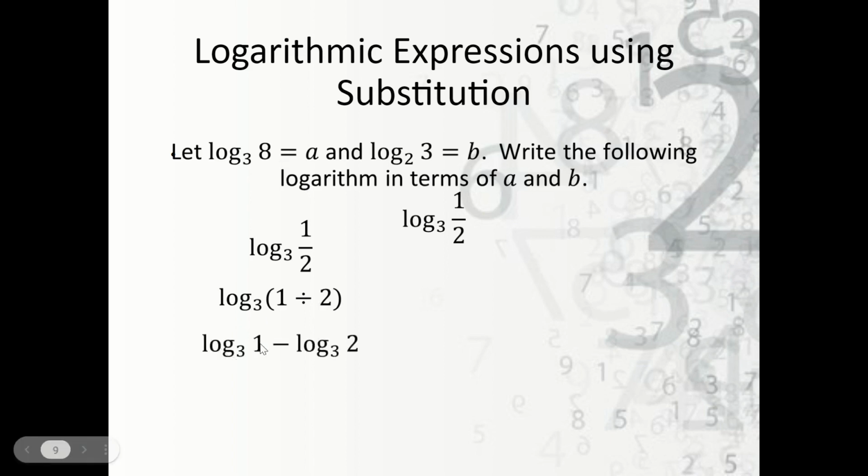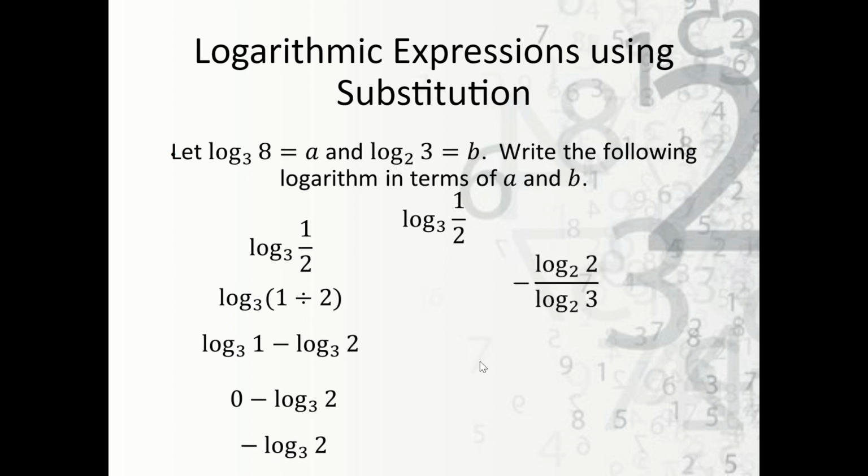Well, log base 3 of 1 is really just 0, right? Because anything to the 0 power equals 1. So this is really 0 minus log base 3 of 2, which again looks very similar to b, but we have the wrong base, so we need to change the base. So this is really negative log base 3 of 2, and we're going to rewrite that with a change of base. So when we change the base to 2, this is log base 2 of 2 over log base 2 of 3. So now 2 to the first power is equal to 2, so this is 1. And this is really just b, so this is negative 1 over b.